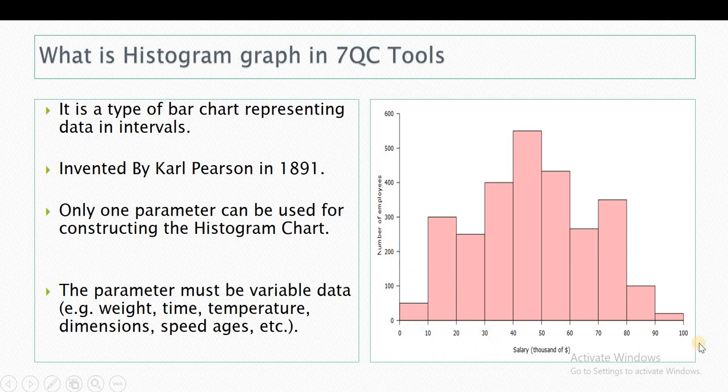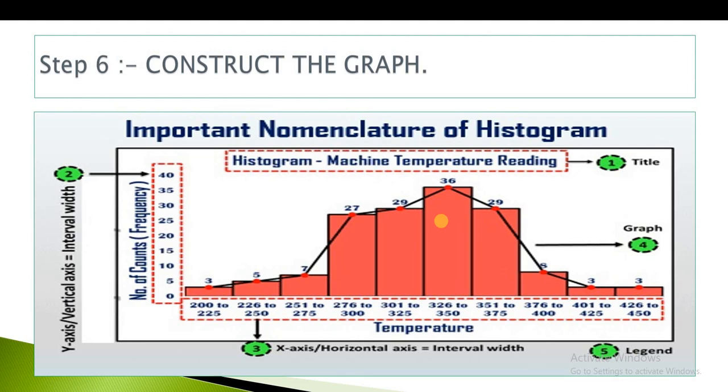There is salary on the x-axis and number of employees on the y-axis. Salary ranges from 10,000 to 20,000, and there are 300 employees there. With the help of a histogram, you will have a range of values you want to see. You can see in how many ranges, how many values are coming. This helps you to understand.